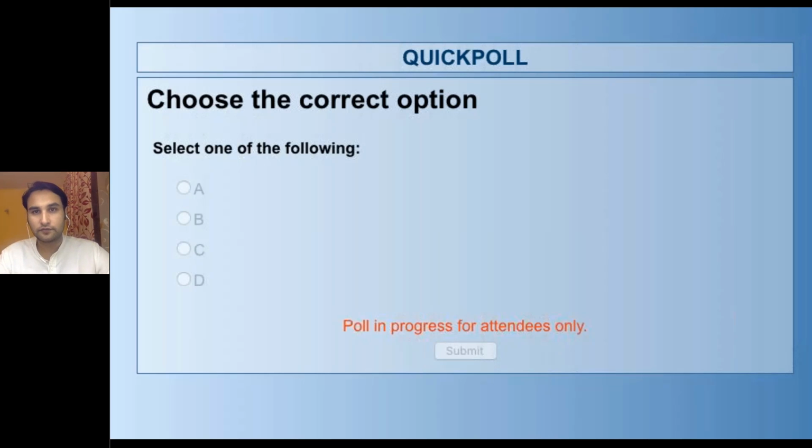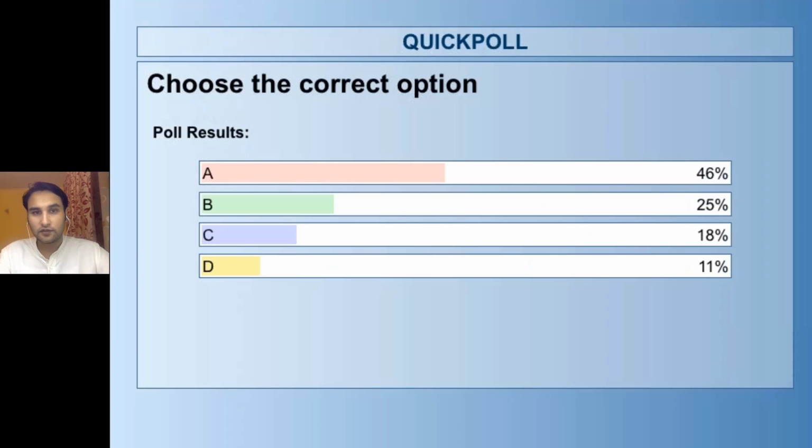Not bad actually. So 48% of you are correct till now. Almost 50%, not bad. Last 10 seconds. Okay, so let me close it now. 46% of you are correct.